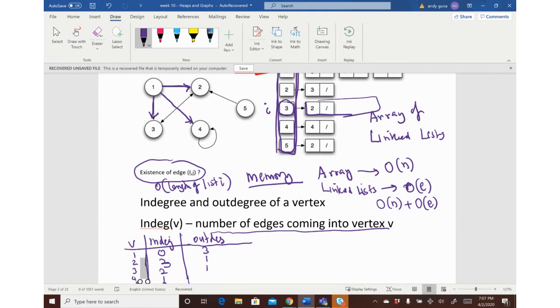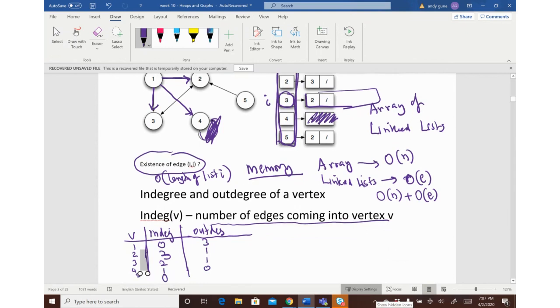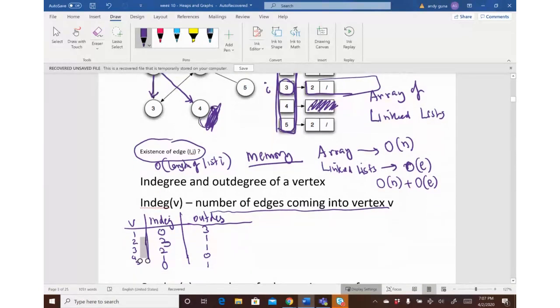And out degree of 4 is going to be, in fact, there's a loop here. So I'm just going to remove this loop. I'm sorry. Yeah, let's remove that. It's actually shown here, so we'll have to remove that too. So out degree of 4 is 0, because nobody's going out of 4. Out degree of 5 is 1. So there's 1 edge going out of 5, right?